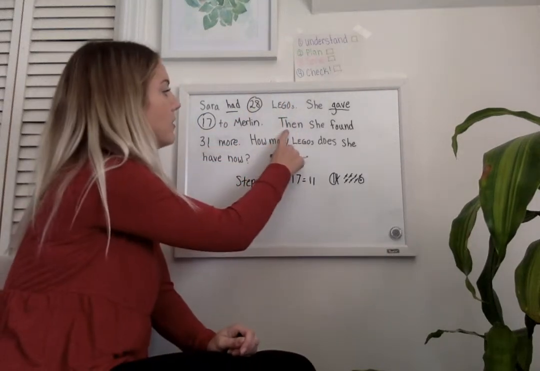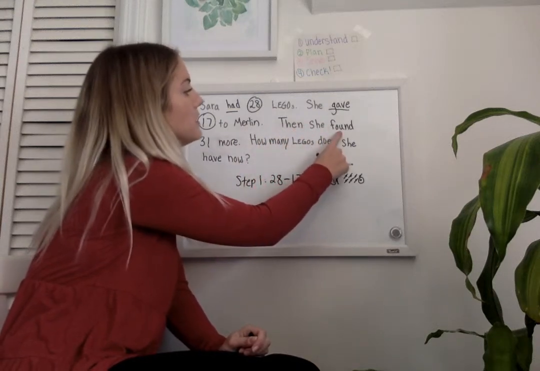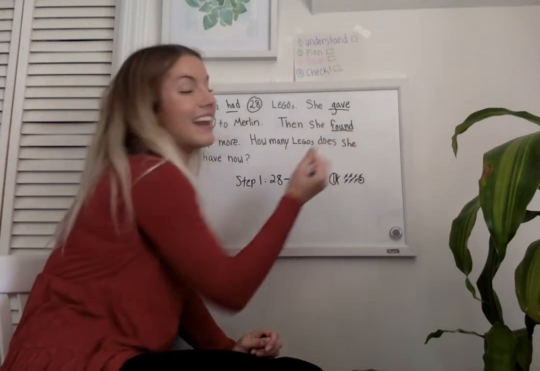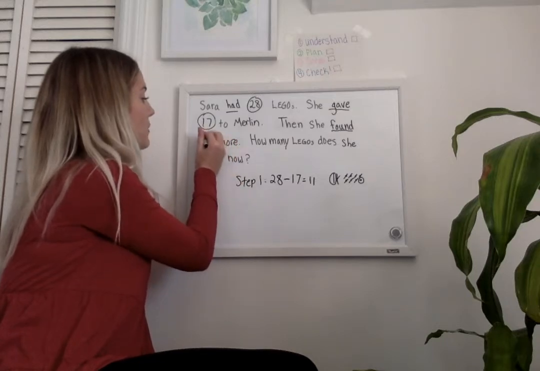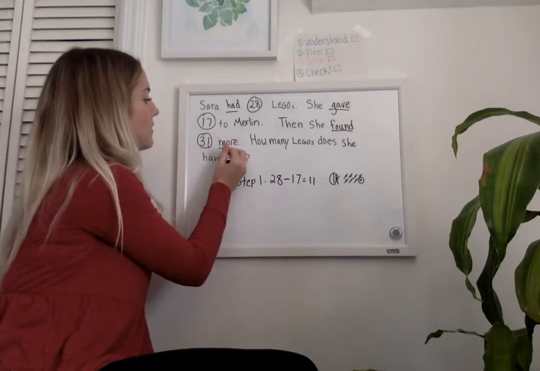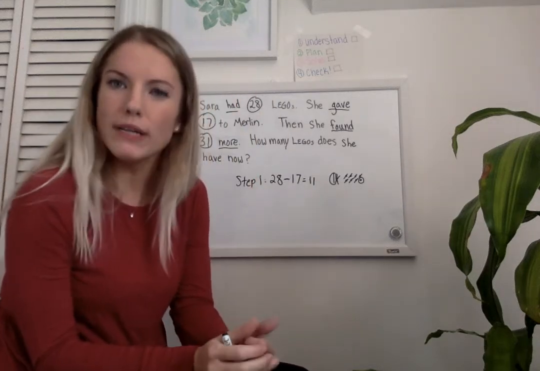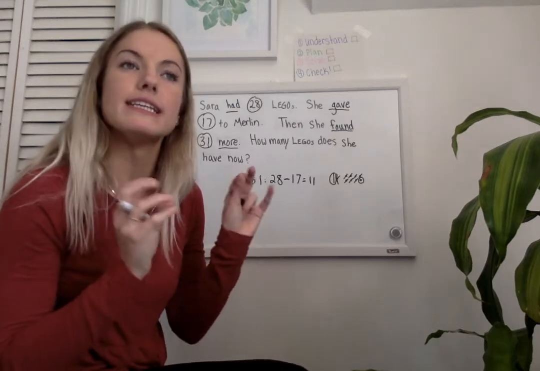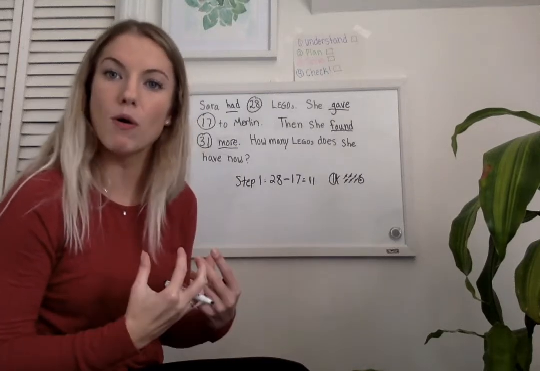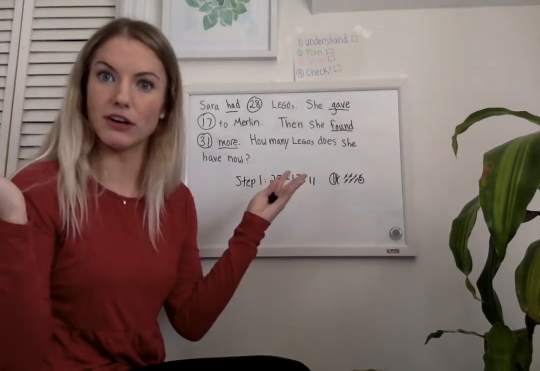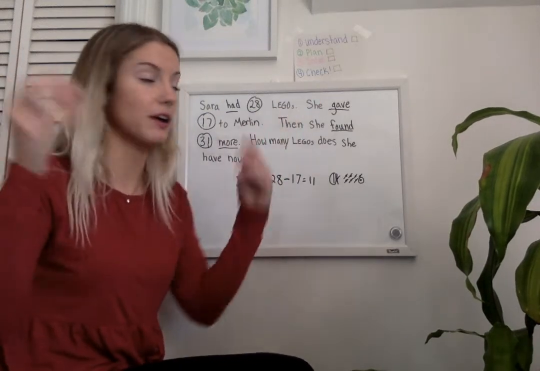So let's move on. Let's read on from here where we left off. So then she found, I'm going to underline found because that's an action. That's showing me what's happening. 31 more. I'm going to circle 31 and I'm going to underline more. So again, in my head, I'm imagining what's happening right now. I'm seeing Sarah, she found 31 more. So that means that she's getting 31 more. So would the number be bigger or smaller? Well, if she found 31 more, the number should be bigger.